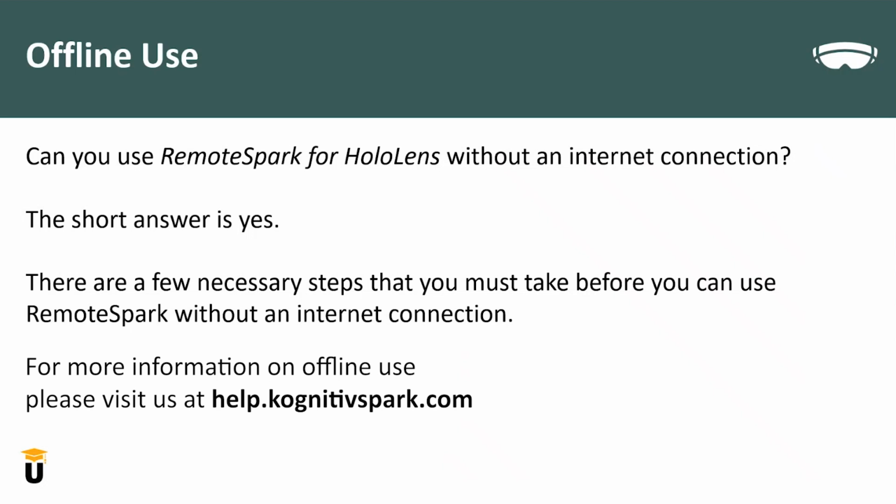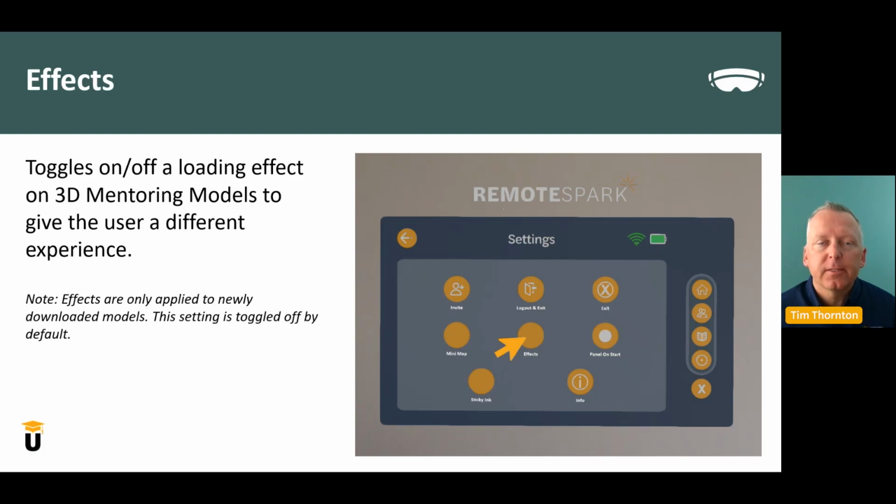Thanks, Rob. Please visit help.cognitivespark.com for more information on offline use. On the settings screen, there's an effects button. What this does is toggle on a visual effect that you will see when you load 3D models.